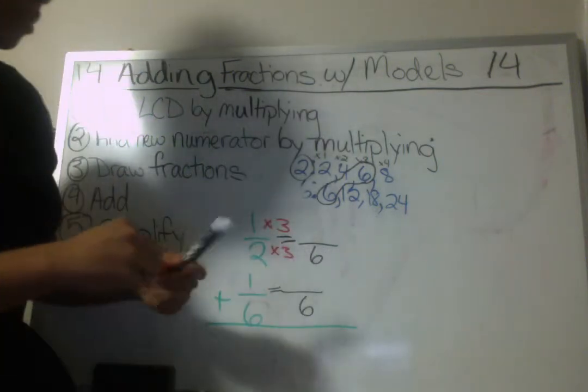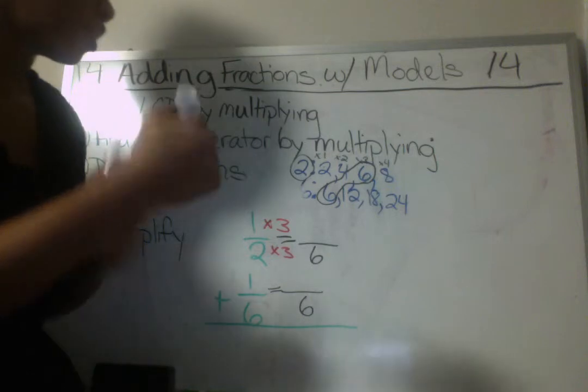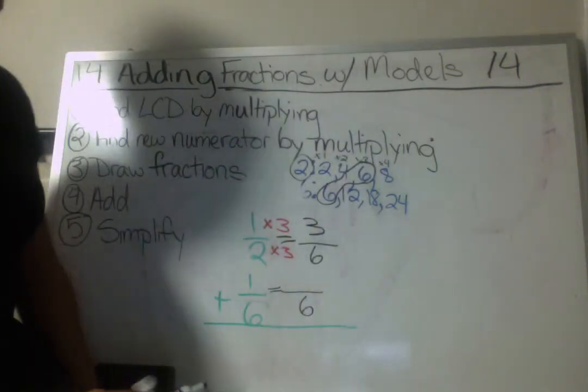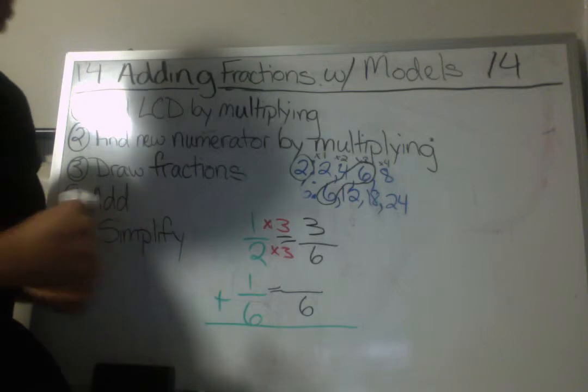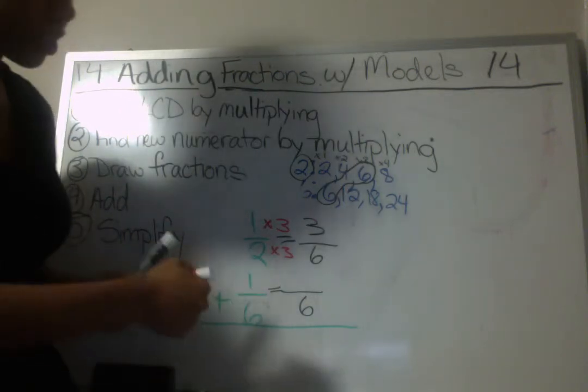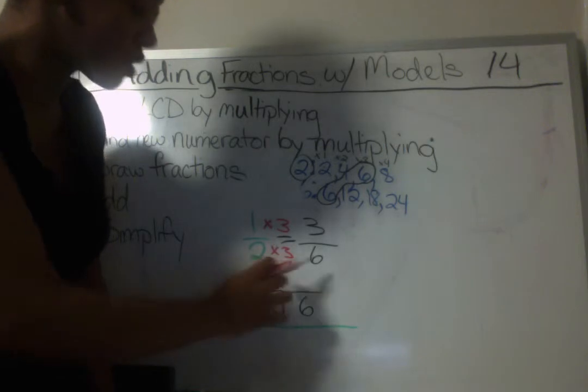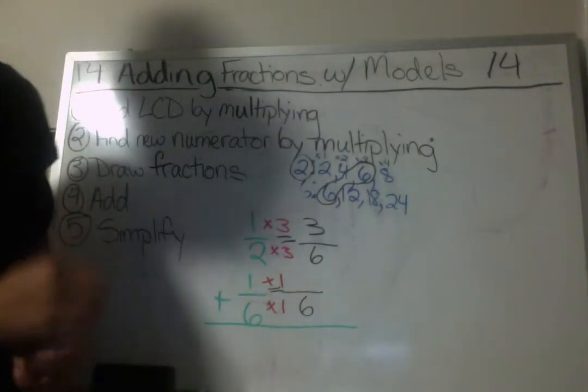So 1 times 3 is 3. Your new numerator is a 3. If you're looking at the bottom, my denominator didn't change, so that one's pretty simple. I multiplied by 1. 1 times 1 is going to stay as a 1.